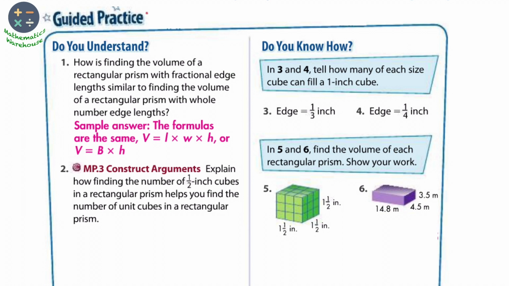Question 2. Explain how finding the number of half-inch cubes in a rectangular prism helps you find the number of unit cubes in a rectangular prism. Simply, you can divide the number of half-inch cubes that fill a rectangular prism by 8, because there are 8 half-inch cubes in 1 unit cube.